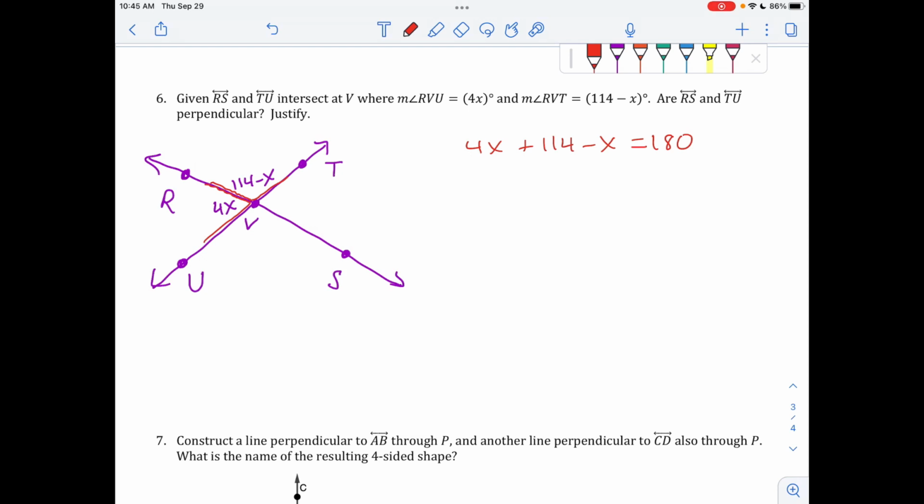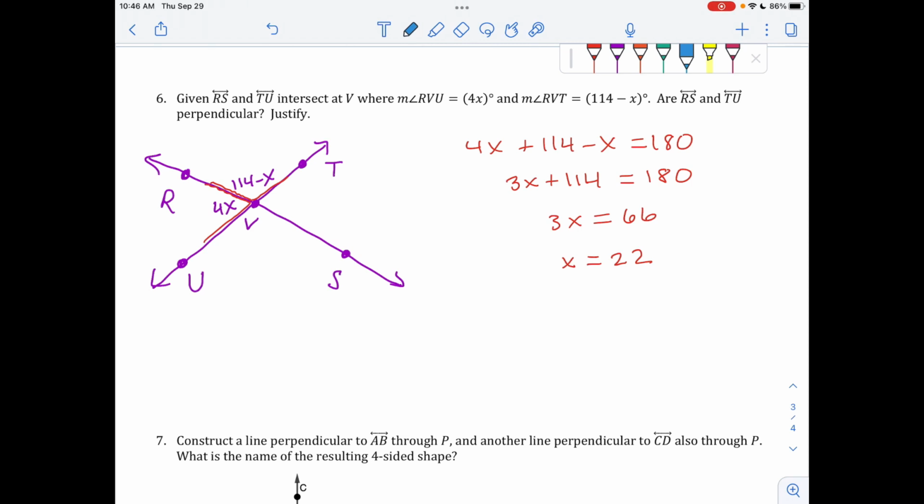And so now I can solve algebraically to see what is x. So I get 3x plus 114 is equal to 180. Then I subtract 114 from both sides, and I get 3x is equal to 66. And then I divide by 3 on both sides, and I get x is equal to 22. Now, because I set up an equation that I know is always true, regardless of whether these are perpendicular, I know for sure that x must be 22. And now I can use that to answer the question, are these perpendicular?